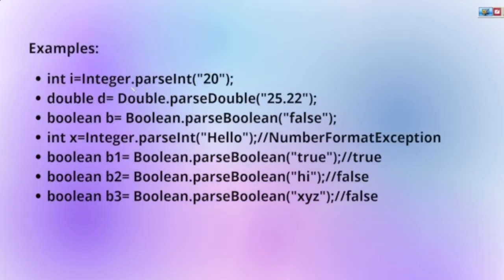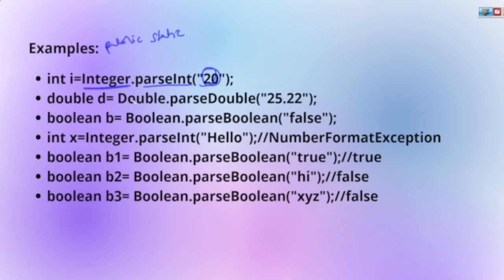int i is equal to Integer.parseInt of 20, and this will be the string. Here it is Integer. Whatever the type was there, it will be called. And the public static that is there, that will be default, so it can also be omitted here.